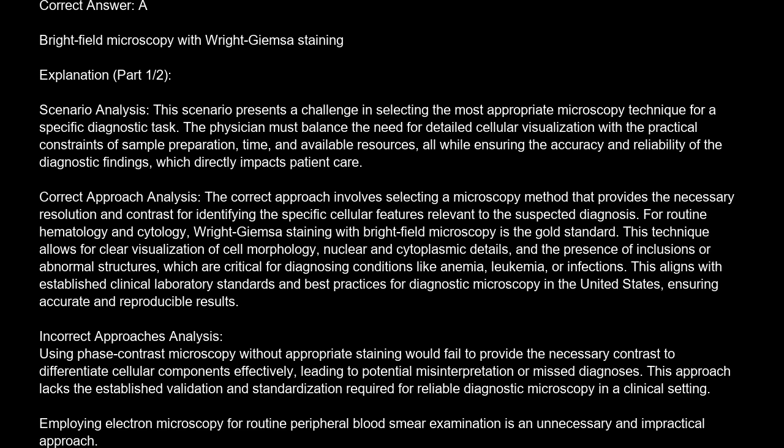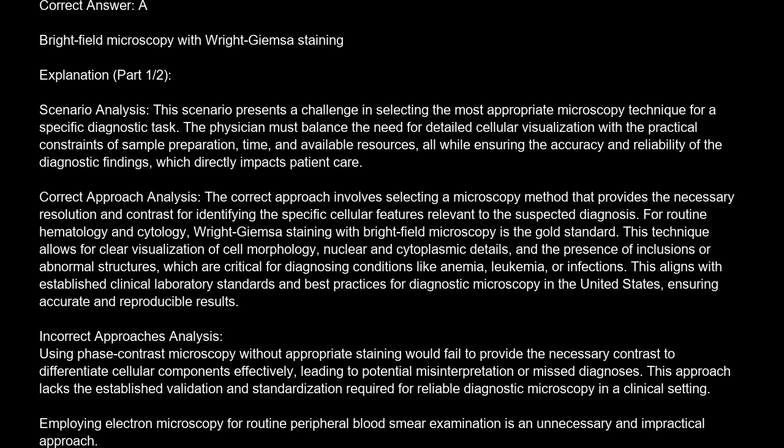For routine hematology and cytology, Wright-Giemsa staining with bright field microscopy is the gold standard. This technique allows for clear visualization of cell morphology, nuclear and cytoplasmic details, and the presence of inclusions or abnormal structures, which are critical for diagnosing conditions like anemia, leukemia, or infections. This aligns with established clinical laboratory standards and best practices for diagnostic microscopy in the United States, ensuring accurate and reproducible results. Incorrect approach analysis.